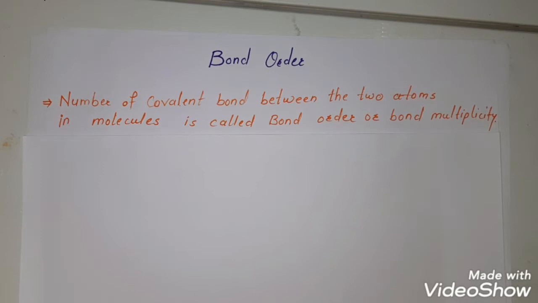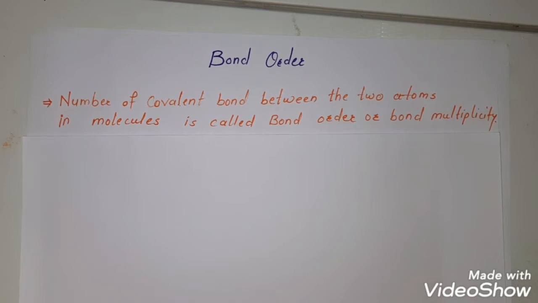Today we are going to discuss bond order. So what is bond order? The number of covalent bonds between two atoms in a molecule is called bond order, or it is also called bond multiplicity. In terms of molecular orbital theory, bond order is one half of the difference between the number of electrons in bonding molecular orbitals and the number of electrons in antibonding molecular orbitals.